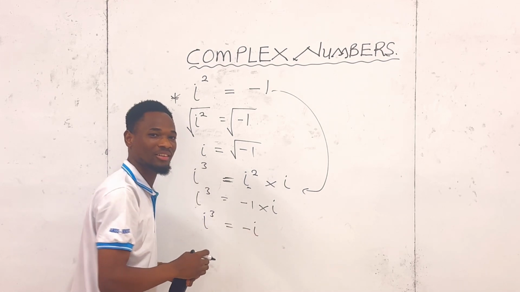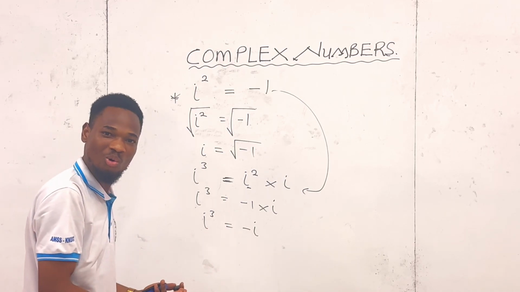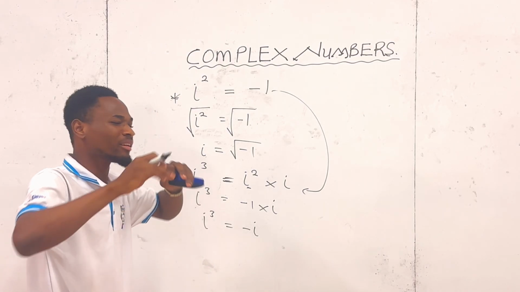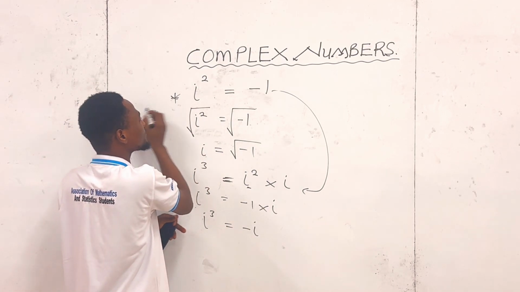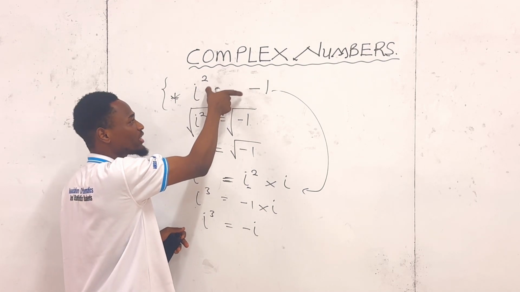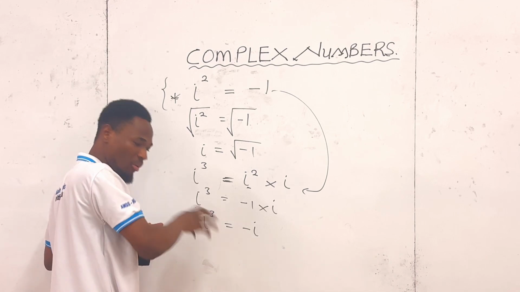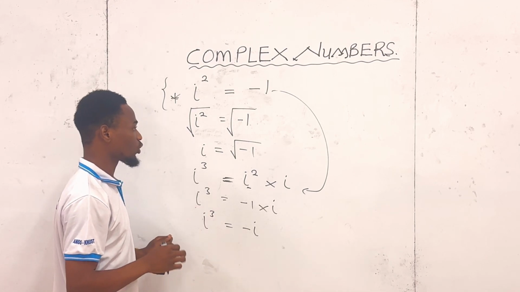So i cubed will give you negative i. Viewers, do you want to memorize this? No, you can deduce this. The basic thing you should know is i squared, and i squared can do the work for you. You don't have to memorize stuff over here.